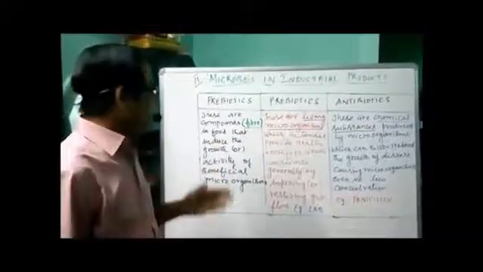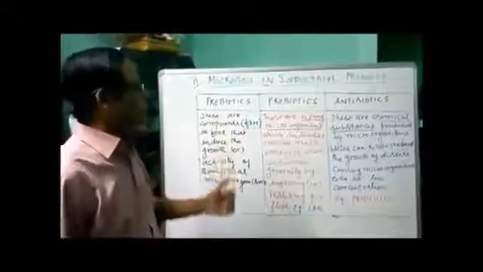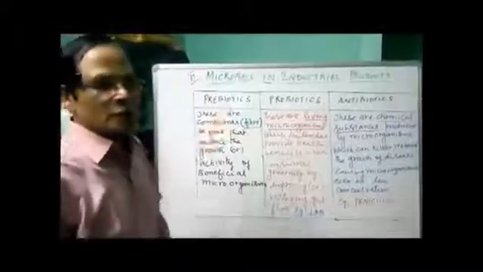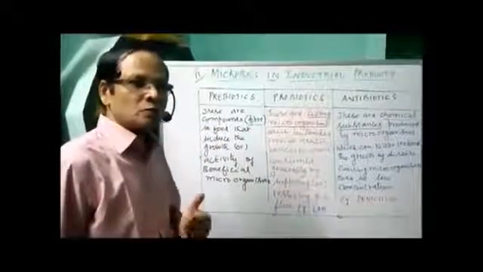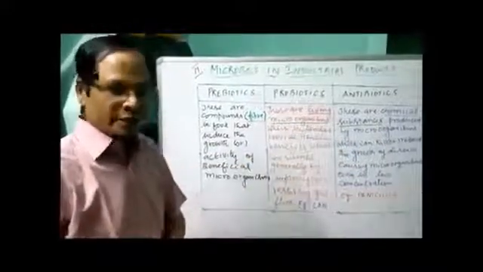Before starting the industrial products, we have to make the differences between these three words: prebiotics, probiotics, antibiotics. Now what do you mean by prebiotics? These are compounds, particularly the cellulosic fiber, normally found in food. Their main function is to induce the growth or activity of beneficial microorganisms in the intestinal tract.